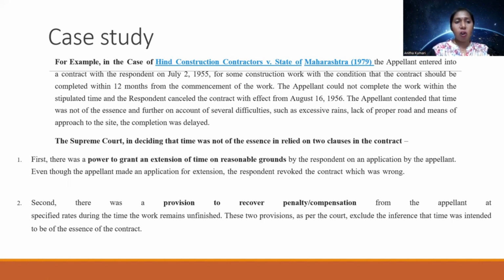The appellant contended that the time was not of the essence, and further that on account of several difficulties, such as excessive rain and lack of proper road and means of approach to the site, the completion was delayed. So I hope you can understand the case.